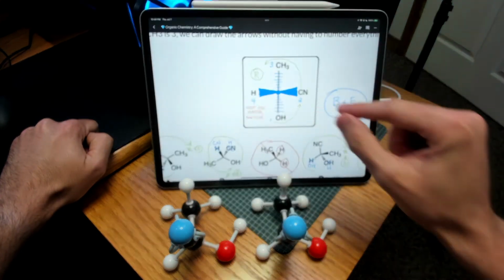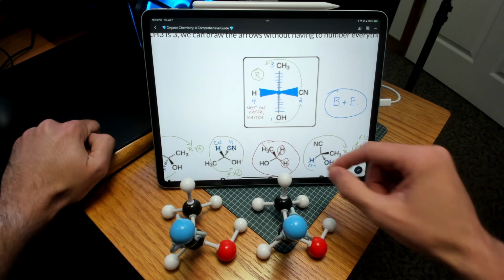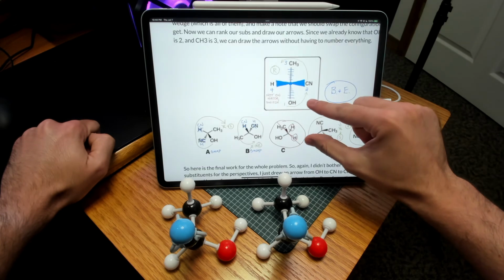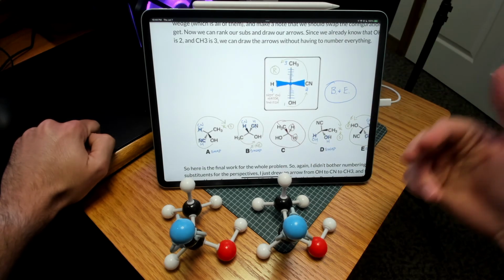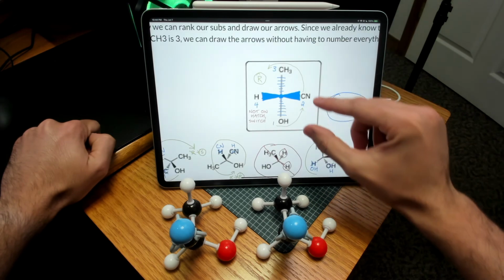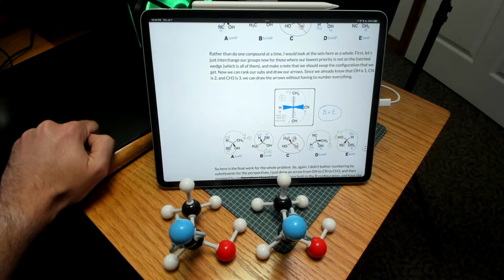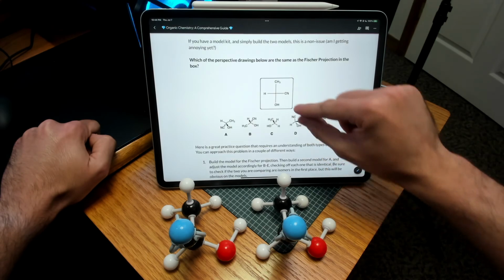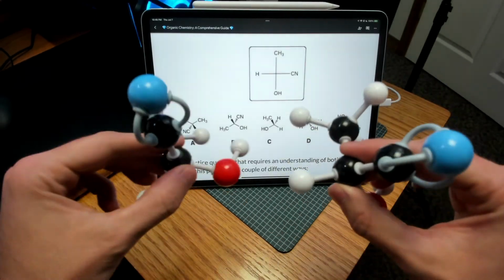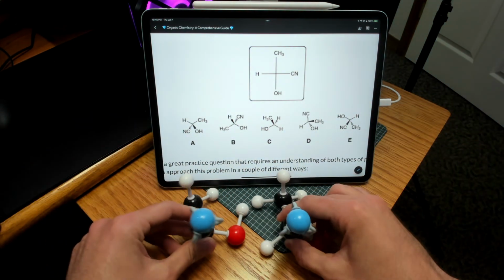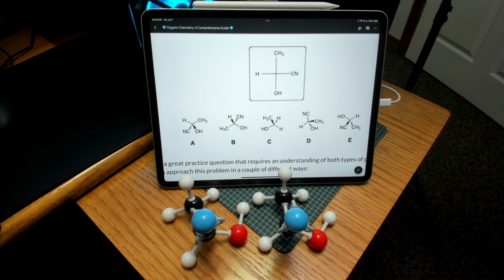And you have to find the R and S of Fischer, and remember that R and S has different rules for Fischer projections and perspective drawings, where in a perspective drawing you need to interchange groups. In a Fischer projection, if your fourth priority is not on a hatched wedge, you just switch it automatically. That's a lot to remember. That's a lot to draw. That's a lot of room for error. Building the model for this is absolutely foolproof, and you cannot get this question wrong. So I really wanted to show you the power of working with models, and hopefully you found this helpful.